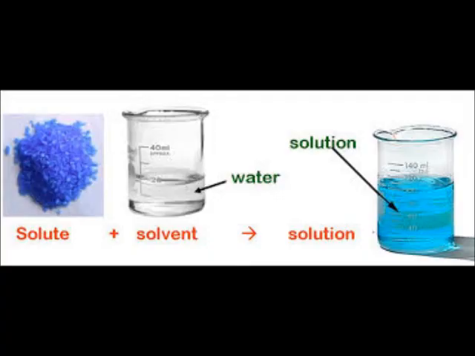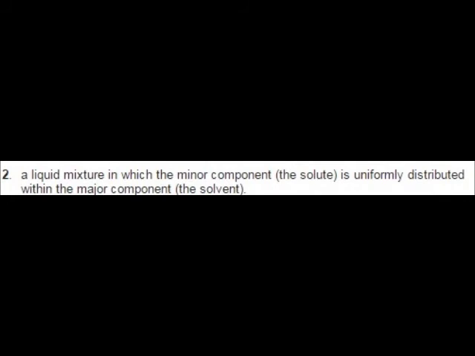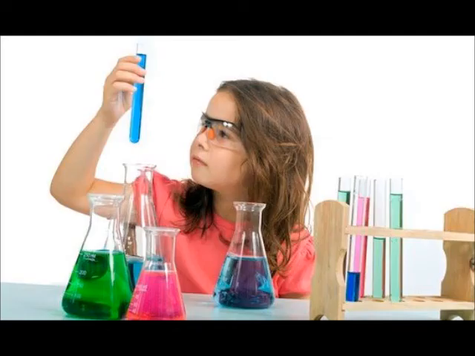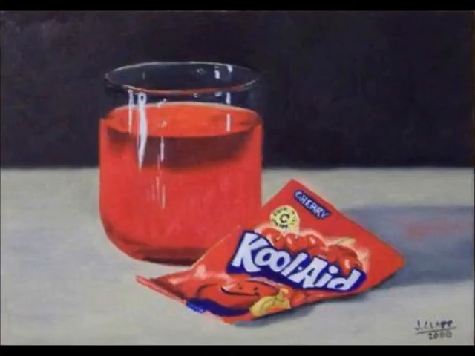So, now that you know the difference between a solute and a solvent, we will now discuss the definition of solutions. According to Google, a solution is a liquid mixture in which the minor component, or the solute, is uniformly distributed within the major component, the solvent. Basically, for you kids to understand, a solution is a homogeneous mixture. A homogeneous mixture is one that's evenly blended.